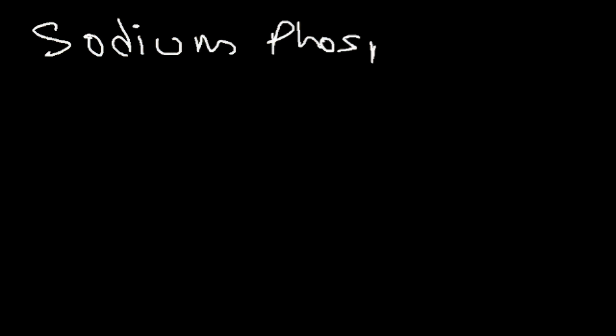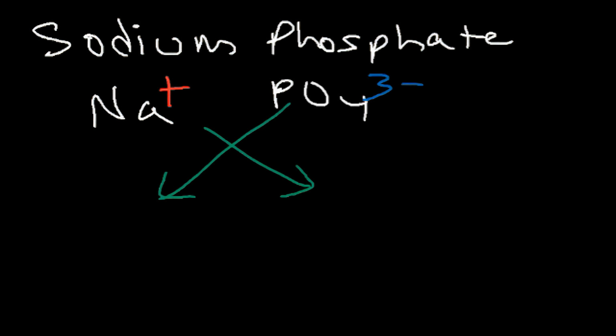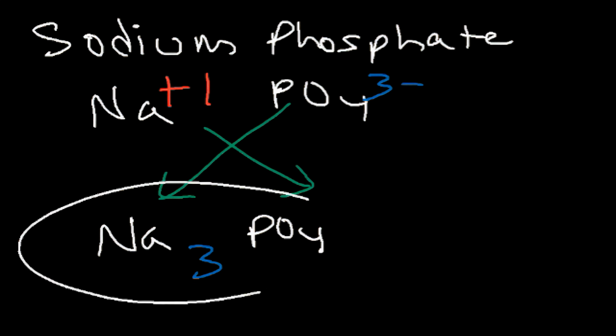Now what about this one? Sodium phosphate. How would you write the formula for it? Sodium is an alkali metal with a plus 1 charge. Phosphate is a polyatomic ion, which is PO4 3-. So using the same crisscross method, it's going to be Na3PO4. Now we don't need to write the 1, so we can simply leave it as Na3PO4.